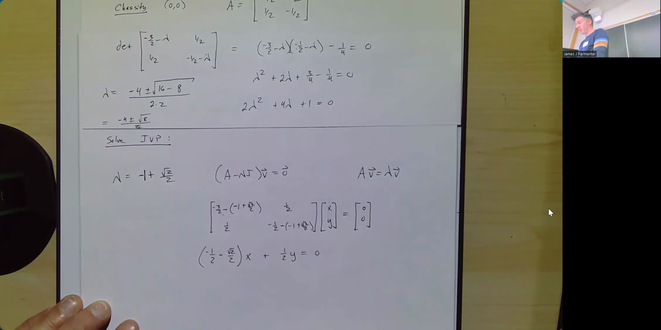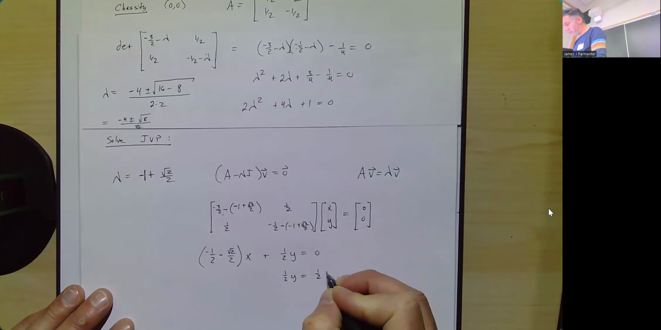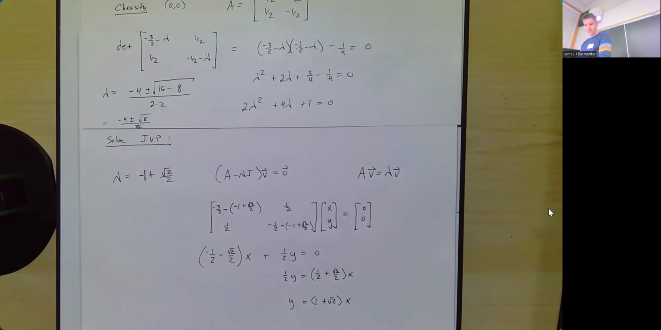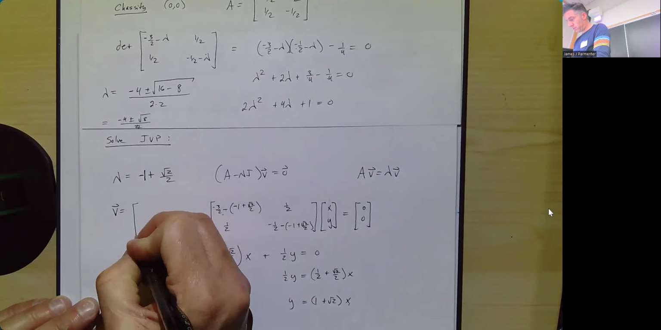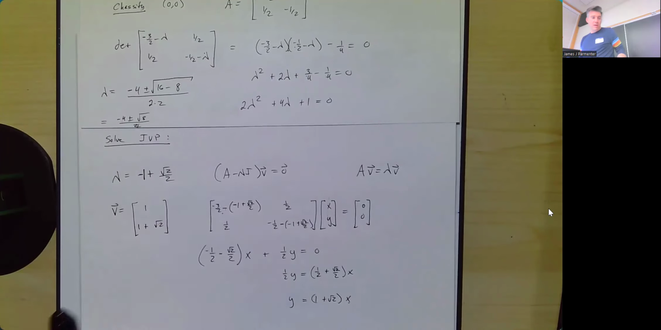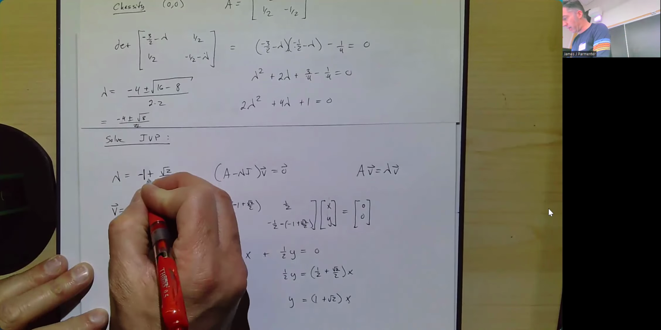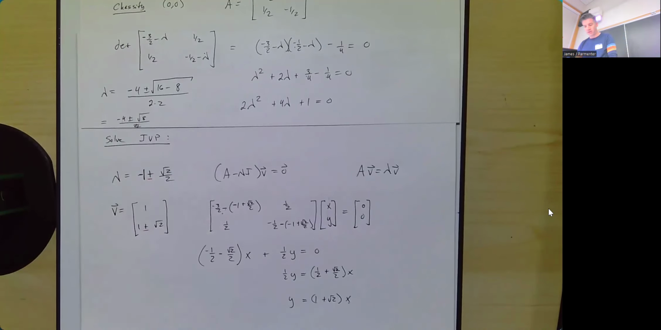Solving for y, let's multiply both sides by 2. 1/2 y equals positive 1/2 plus √2/2 times x, or more nicely, y equals 1 plus √2 times x. So my first eigenvector here is going to be x is 1, y is 1 plus √2. And then the beauty here is that you get the other one for free. You change the sign of the irrational part, so you change the plus to a minus. So there are my 2 eigenvalues and my 2 eigenvectors.